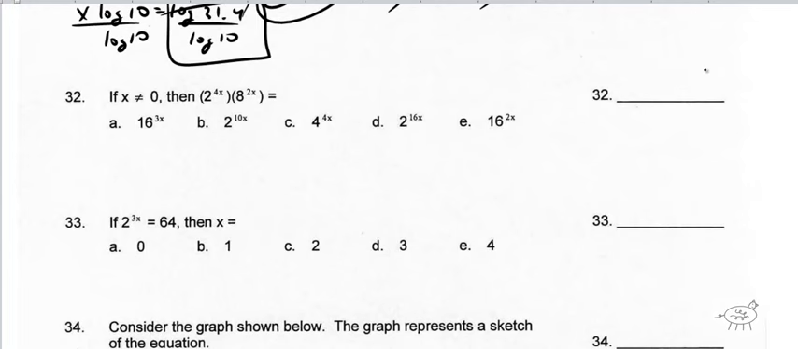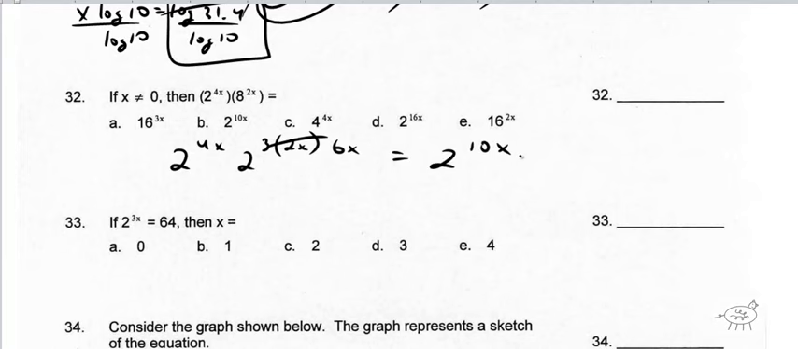This one, it looks like they're trying to get a common base. So what we're going to do is 2 to the 4x. 8 is 2 cubed and 2x. So as long as you have the same base, you add. So this is a 6x here, right? And 4x plus 6x is 10x. So 2 to the 10x, which is B.